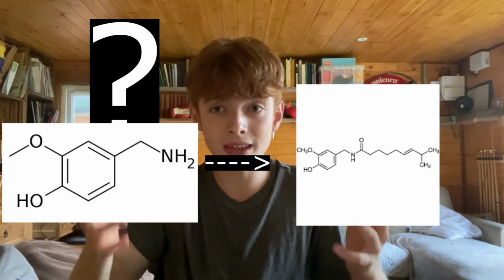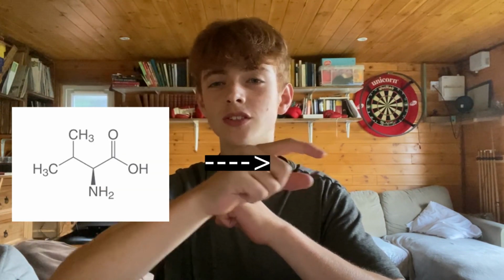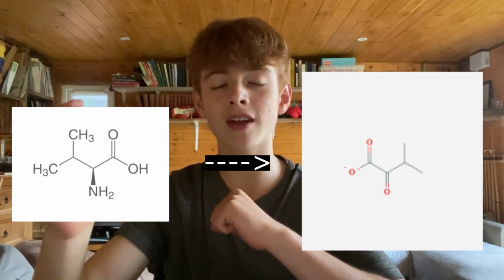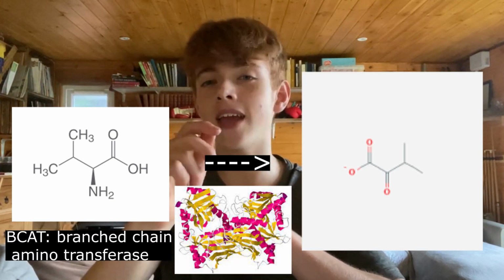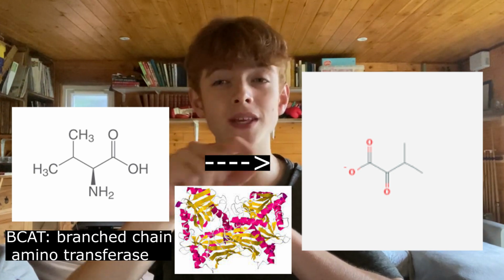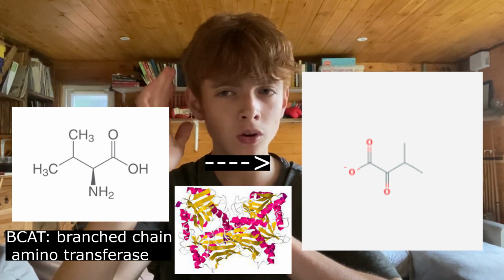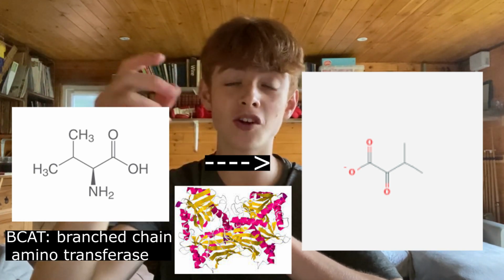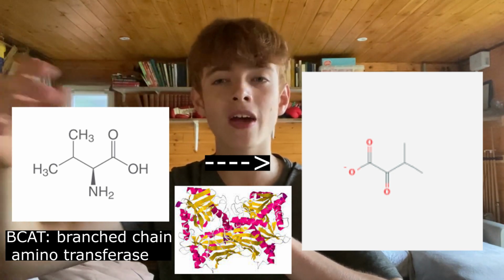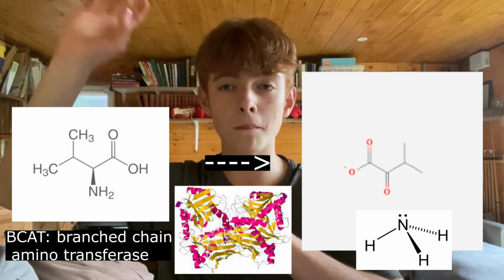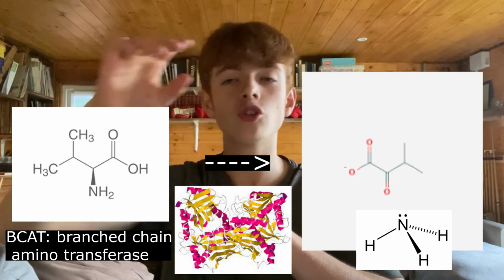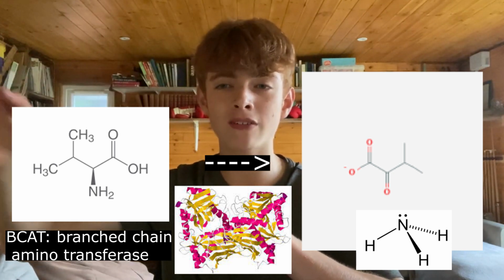to make capsaicin. And the first step in valine turning into the molecule before capsaicin is valine turning into alpha keto isovalerate using the enzyme BCAT. The AT part of BCAT, I'm 99.999% sure that stands for amino transferase or whatever. That's going to get rid of the amino group from valine to turn into alpha keto isovalerate.